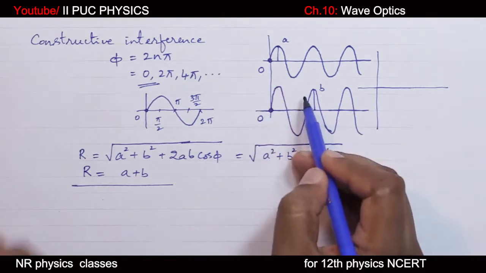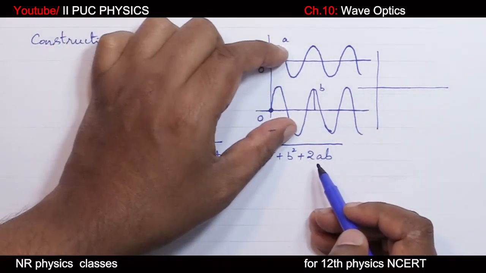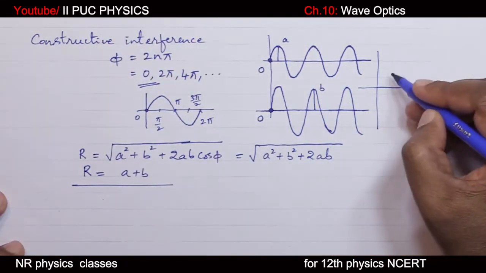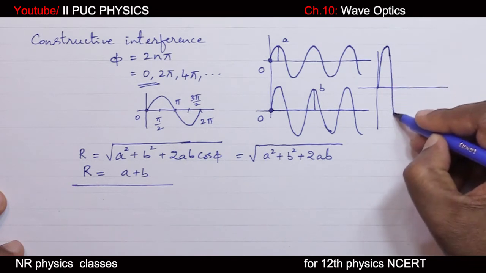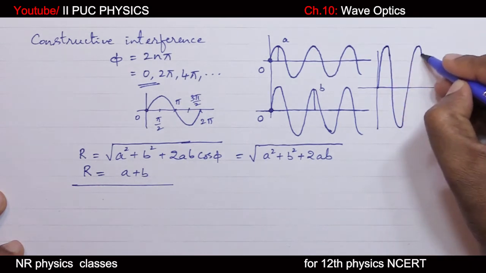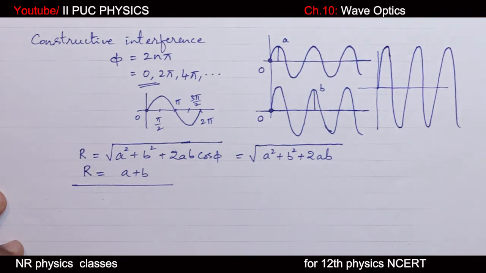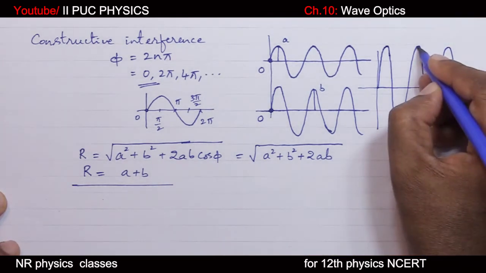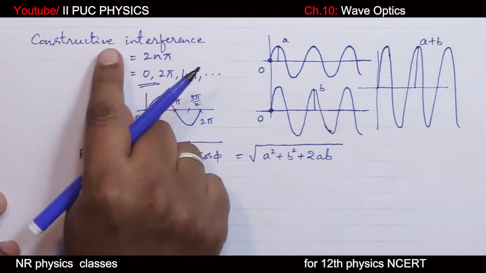This is a, let this be 1 centimeter and this is 1.5 centimeter. If these two superpose, what we get is 2.5 centimeter wave, bigger wave, such bigger wave. So amplitude of this is a plus b. That is the meaning of constructive interference.